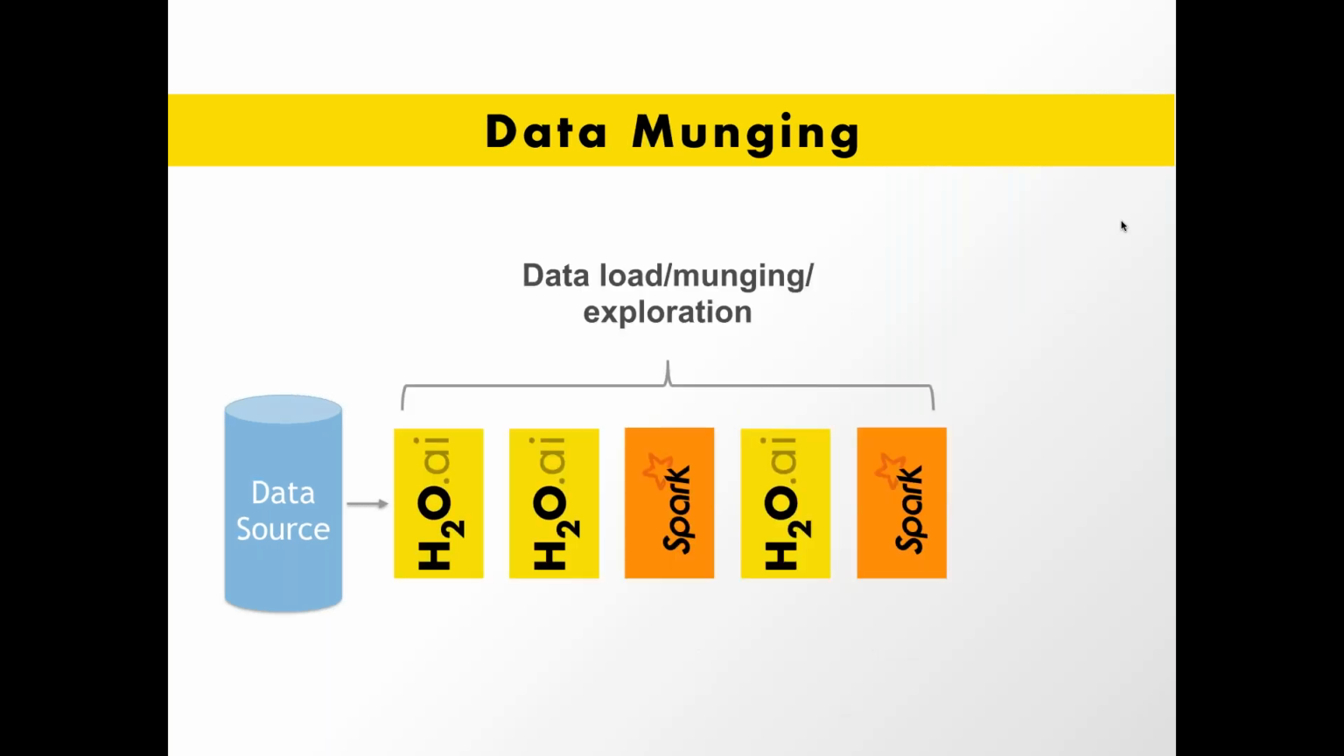The second use case is that we can integrate the data munging and exploration phase together, and we can use both Spark and H2O as much as we want. So we can switch as many times as we want between these 2 data structures. And once we're happy, we can go to the modeling phase and again use H2O or Spark.